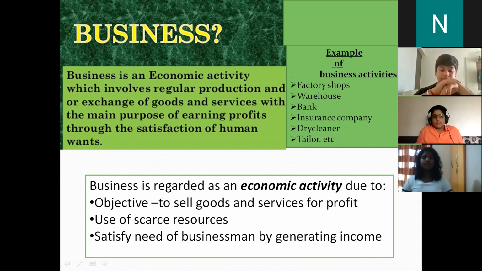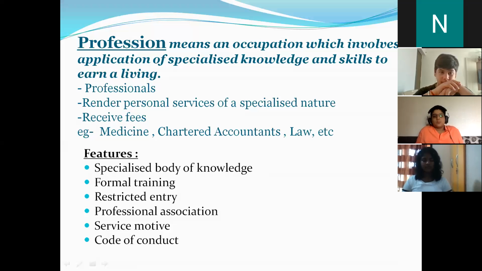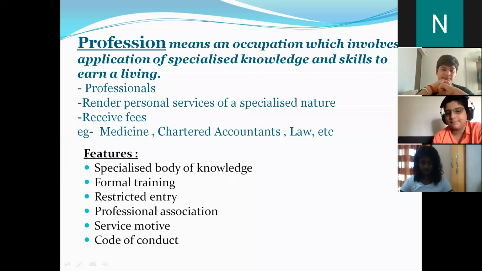All right. Now, the second type of commercial activity is a profession. I am very hopeful that you are all familiar with this word, profession. Profession means an occupation which involves application of specialized knowledge and skills to earn a living. When I say an occupation which involves application of specialized knowledge, this means that a person involved in a profession needs to have specialized knowledge. For example, if you are a doctor, you need to have some special knowledge and special skills to become a doctor. Anybody cannot become a doctor. So you need to have specialized knowledge, and specialized skills or training, to earn your living.